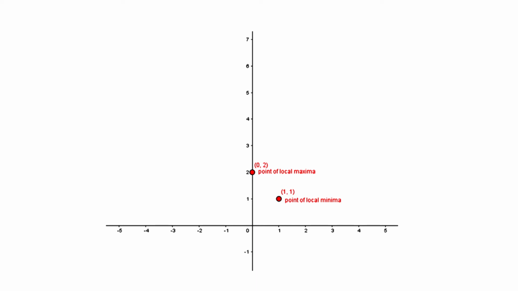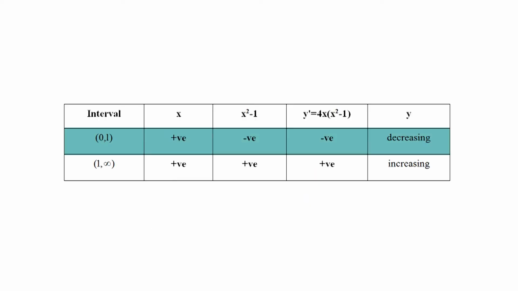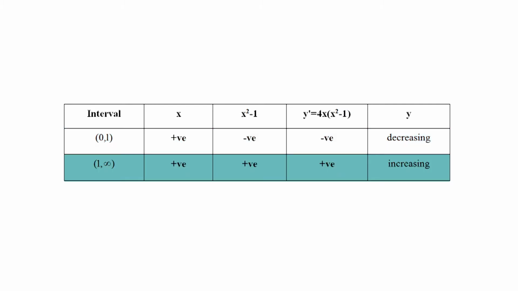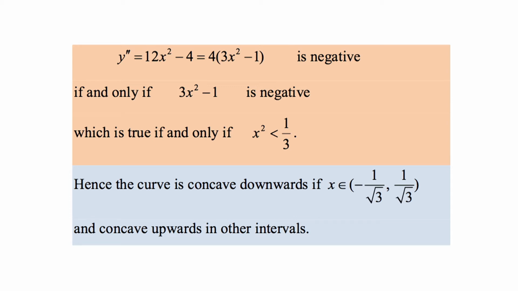We shall now analyze the rise and fall of the curves in the interval 0 comma 1 and 1 comma infinity. In the interval 0 comma 1, x is positive, x square minus 1 is negative, and hence y dash is equal to 4x into x square minus 1 is negative. Thus, y is decreasing. In the interval 1 to infinity, x is positive, x square minus 1 is positive, so that y dash is equal to 4x into x square minus 1 is positive. Thus, y is increasing.